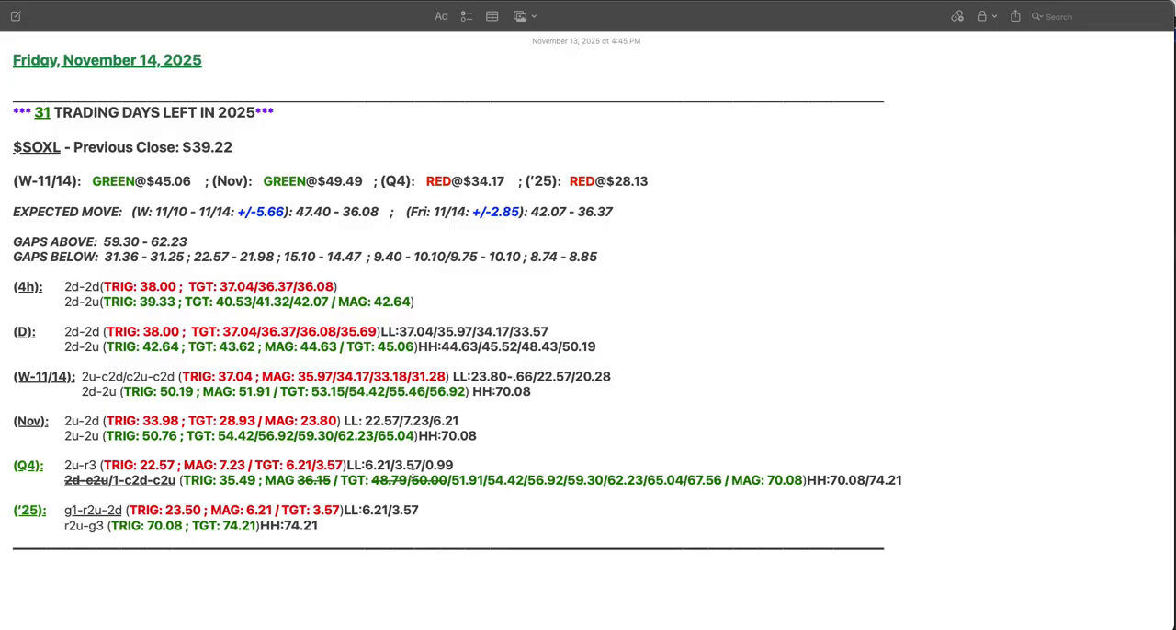So there you have it. Those are the triggers and targets for scalping all the way up through the 1 year chart.